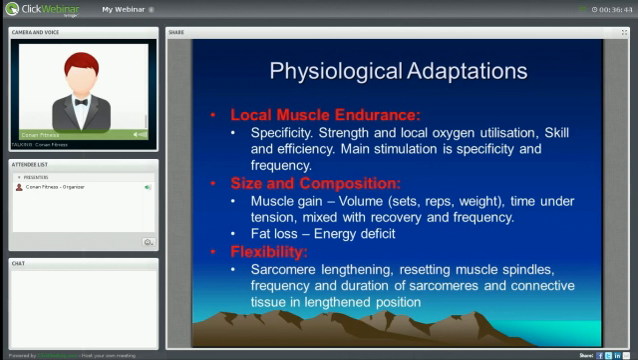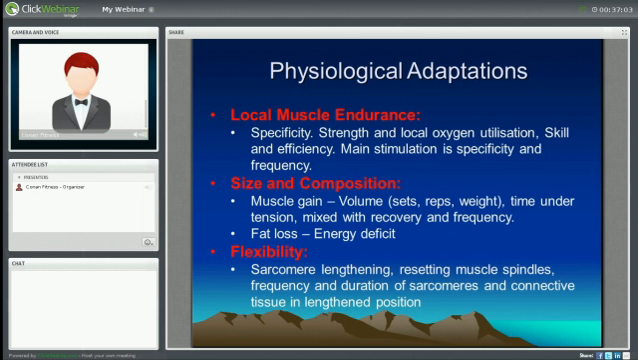Enough frequency to stimulate the muscle to grow, yet enough recovery and rest and recuperation periods for it to be allowed to grow. With fat loss, that comes down to more so the whole energy deficit thing, so we won't go too much into that tonight. That's more our nutrition seminars.